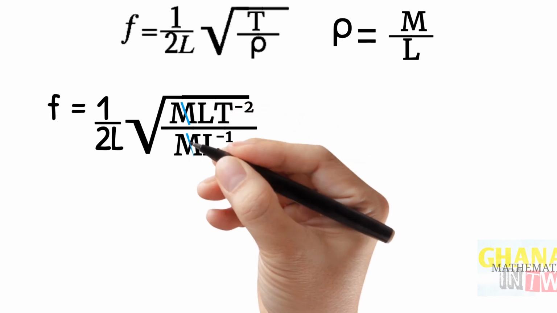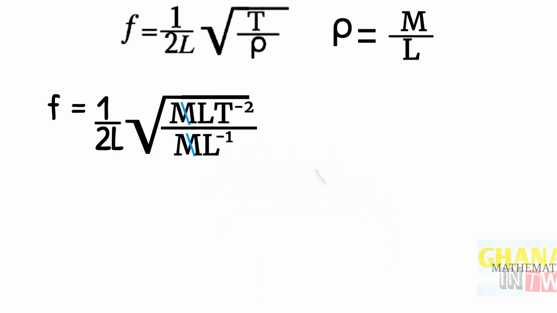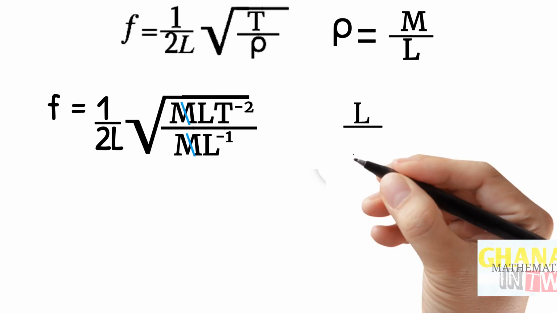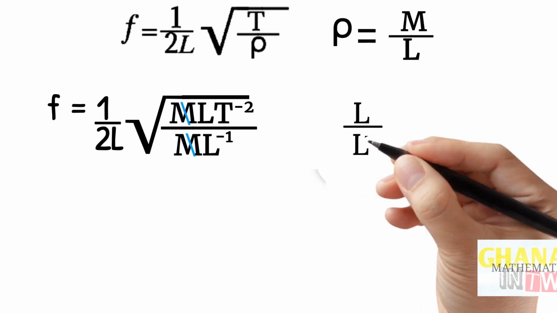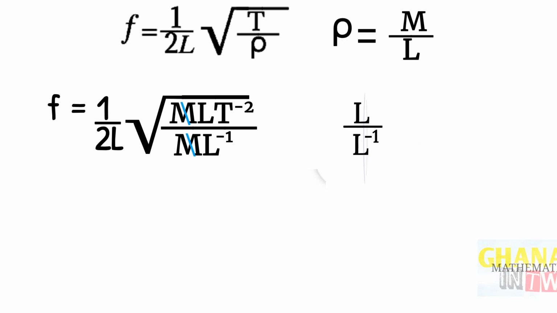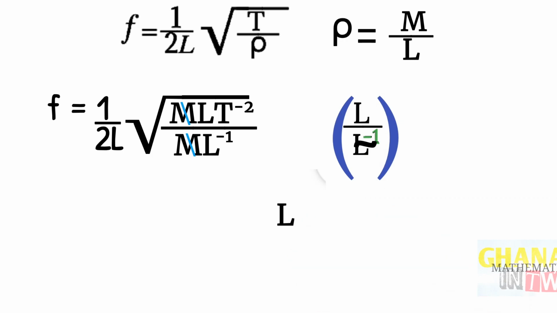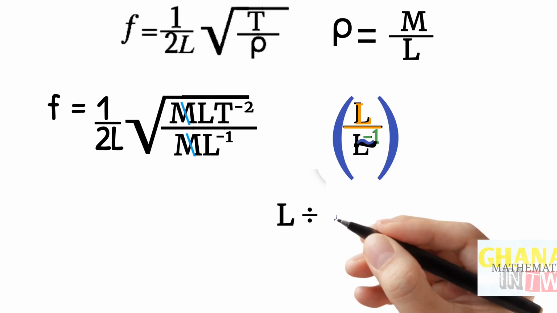M can cancel out M, because M and M are the same, so they can cancel. We will take L over L raised to the power -1. And now let's deal with this one, L over L raised to the power -1. Now we've written the L, divided by, so we have written the division sign, L raised to the power -1.